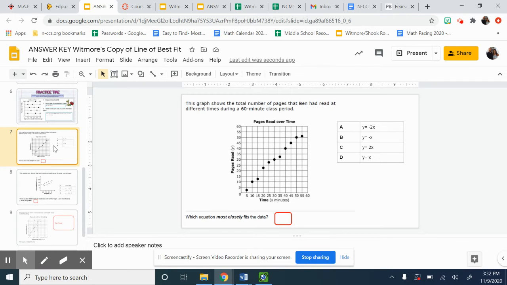Now, here's what I want you to make sure of. Before you do any work for a line of best fit problem, I want you to decide, does it have a positive or a negative slope? So I'm just going to go ahead and draw.